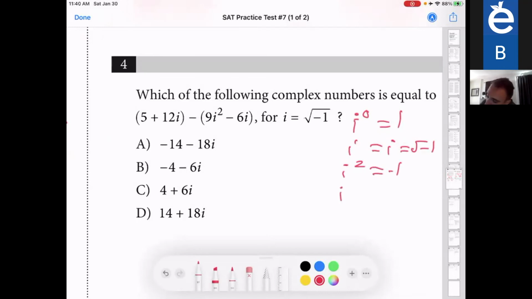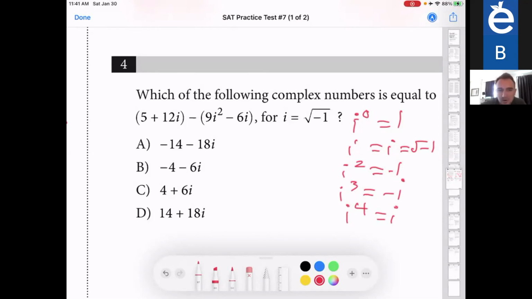i cubed would be i times i squared, so -1 times the square root of -1. Let's just call it -i. That's a better way to think about it. And then i to the 4th would give us 1. So let's put that to the side here. Let's look at the question. Which of the complex numbers is equal to this?